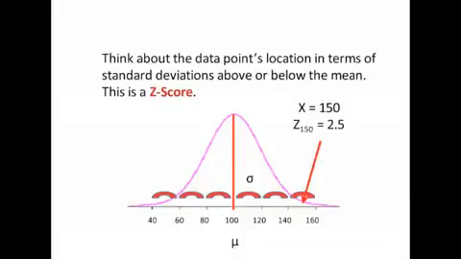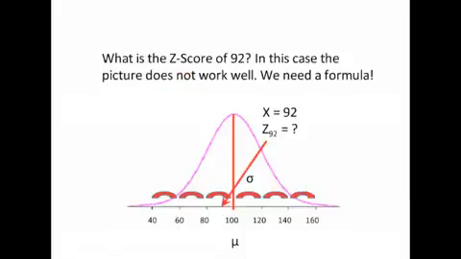If we use a z-score to reference the number of standard deviations a data point lies above or below the mean, then someone could say this raw data point has a z-score of 2.5, and that would immediately tell us that that data point lies 2.5 standard deviations above the mean. Now that one was easy because we had a real nice, pretty little picture. What is the z-score of 92?